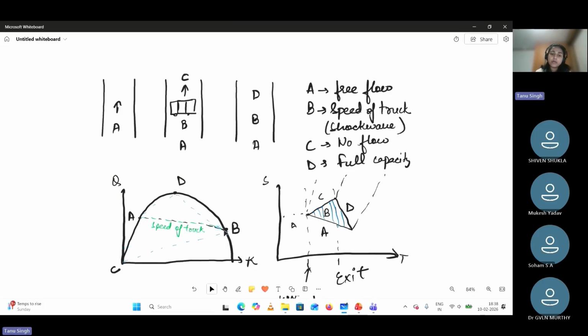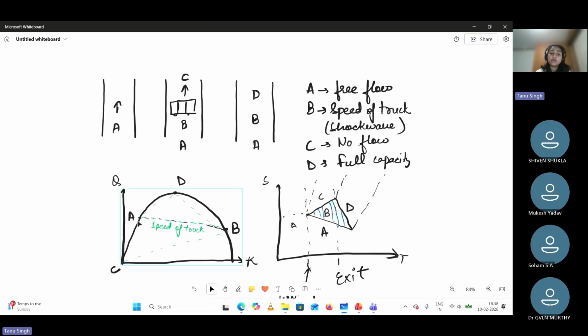So we find the density at B. As we know the flow at B, we can calculate the flow at B, then the density at B. Then we take this triangle and we get the slope of this line. Similarly, for the slope of this line, if we know the speed of the truck, that will be equal to the speed of the shock wave for the condition omega AB.